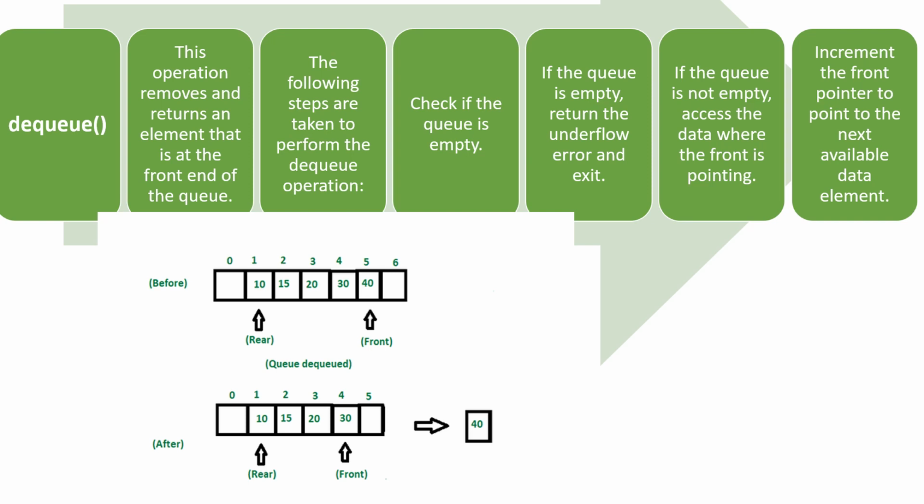So if you remove the element 40, that is, the dequeue is done only at the front end. So if the element 40 is removed, the pointer is incremented to the next available element in the queue. So the dequeue is done at the front end. That element was the one which was first pushed in the queue, since the queue follows the first in first out principle.